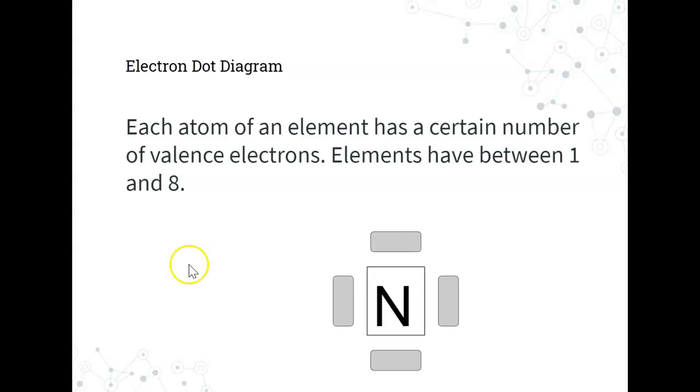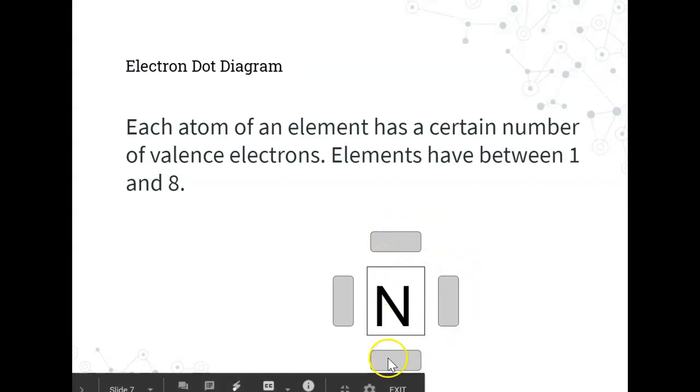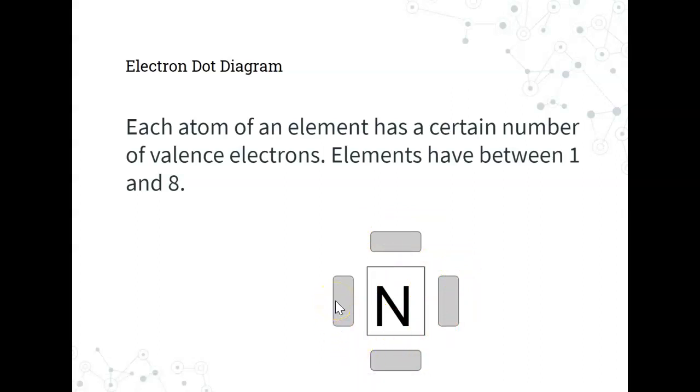Here we have nitrogen. See here, its letter N is its chemical symbol. It is in group 15. It has an atomic number of 7, which means it has 7 electrons. But since it's in group 15, it only has 5 valence electrons. When we're doing an electron dot diagram, sometimes called a Lewis dot diagram, we have 4 spots in which we can put the electrons. Top, bottom, left, or right.